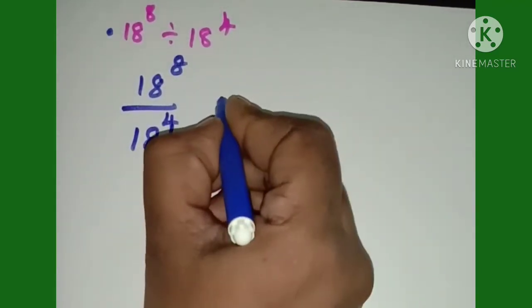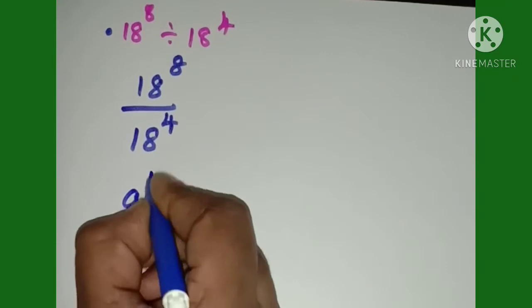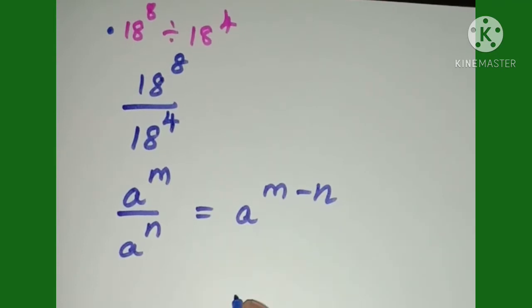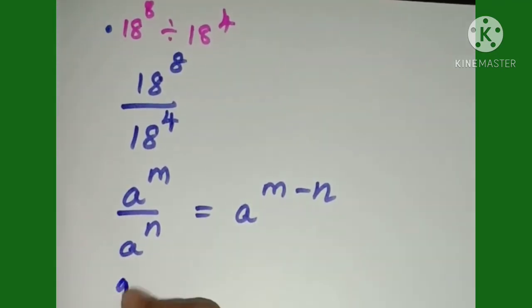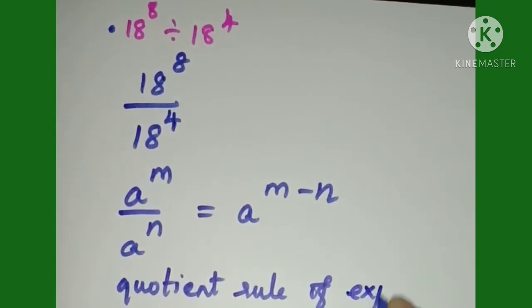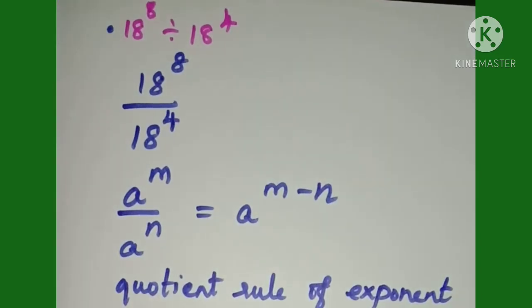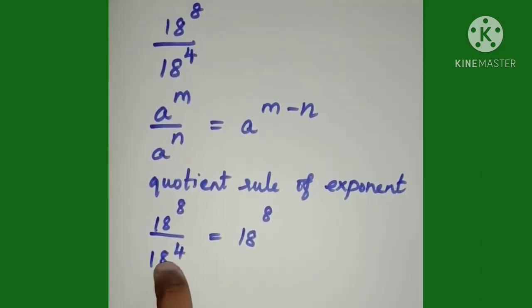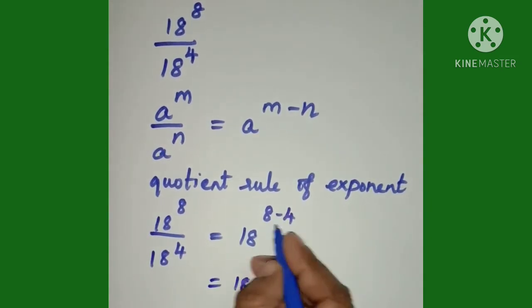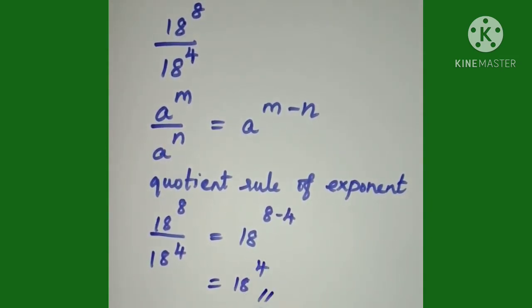So here this is of the form a to the power m by a to the power n is equal to a to the power m minus n. So that is the quotient rule of exponent. So here we are using the quotient rule of exponent. And see, here the bases are same, and also it is of the form a to the power m by a to the power n. So here we have to take the difference. So 18 to the power 8 minus 4 is 4.